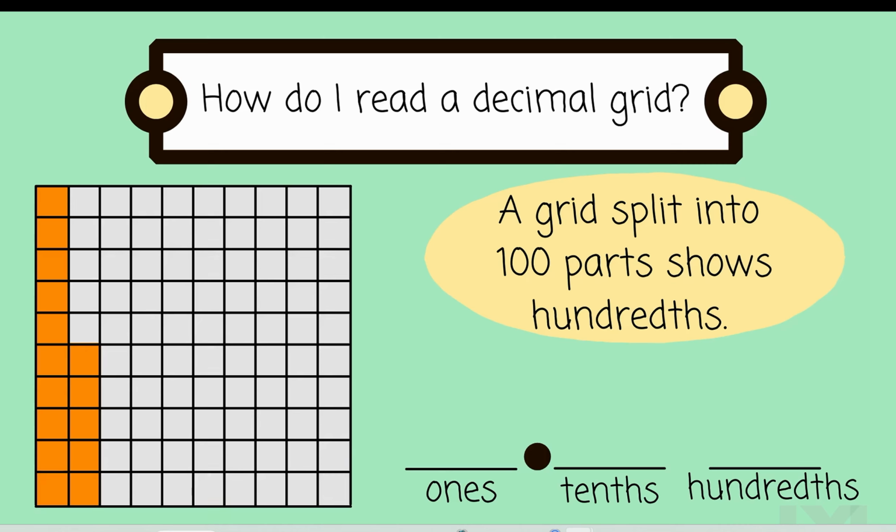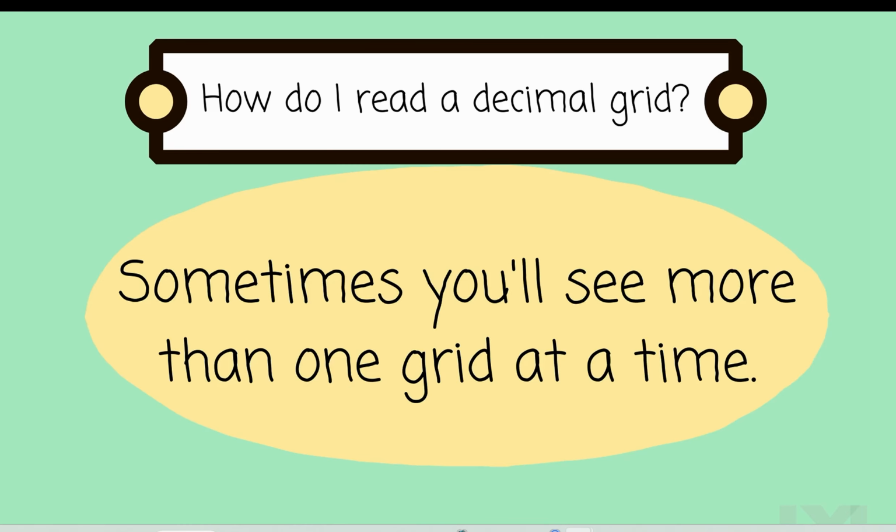I see that there is one whole column shaded. That means that 10 parts are shaded. There are also 5 parts in the next column, so I know that there are a total of 15 parts shaded in. Since I know I'm looking at a grid split into hundredths, there are a total of 15 hundredths shaded in. Sometimes you'll see more than one grid at a time to represent numbers that are bigger than one whole.